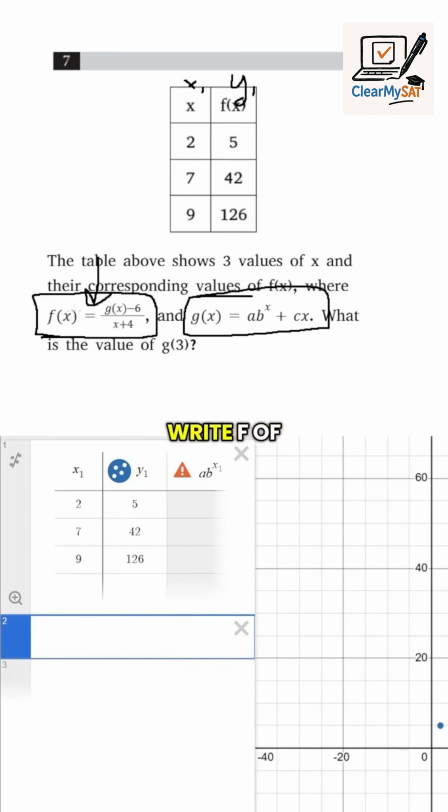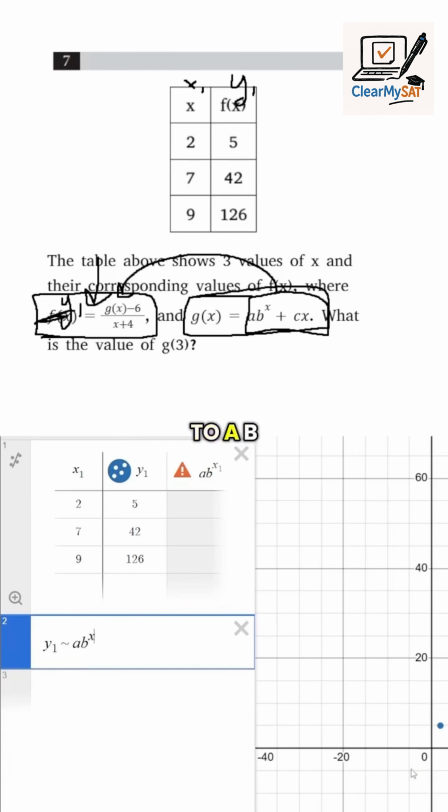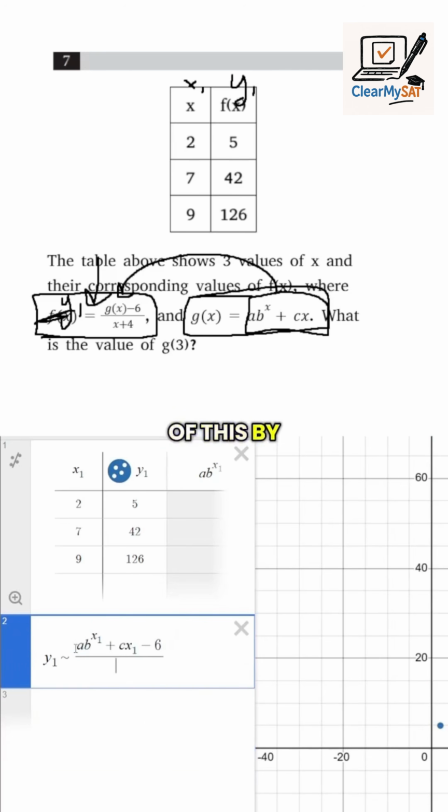But I can't write f of x. I need to write y1, and I also can't write g of x. I need to substitute this into here. What I'm going to do is I'll write y1 and then I'm going to write a squiggly line because I'm using regression. It is equivalent to ab to the x1 plus cx1. And then I'll have minus x. And then we should divide all of this by x1 plus 4.